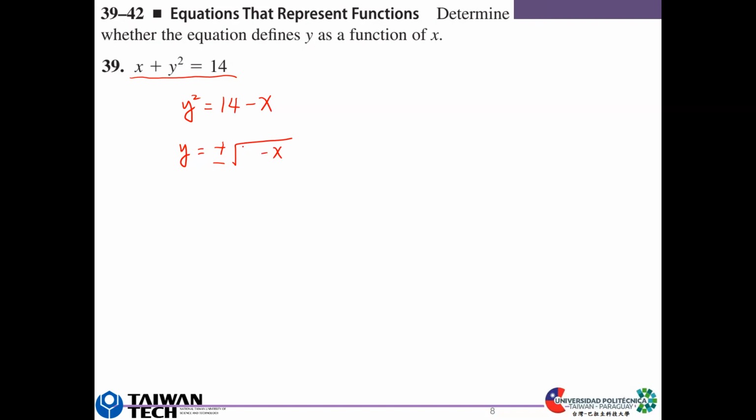So for one x, it may have multiple y. That means this is not a function. For one x, it will generate 2 y's. So this is not a function. A function can only allow multiple x to generate only 1 y. But we cannot have one input, or one x, generate multiple outputs. So y is not a function of x.